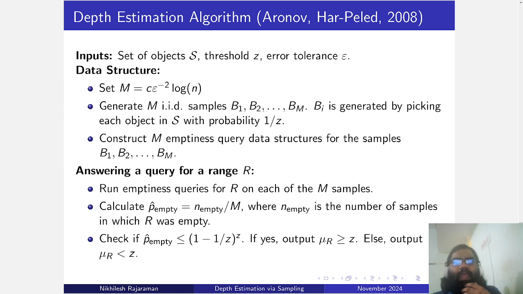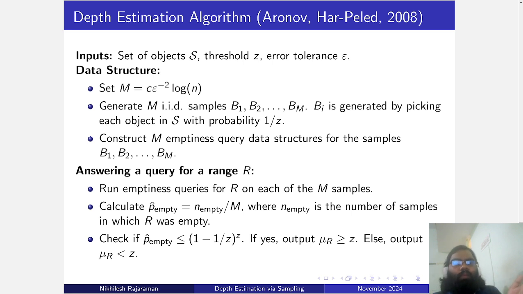We check if our estimated emptiness probability is less than 1 minus 1 by Z to the power of Z. If yes, then we output that our depth is greater than Z. In the other case, we output that our depth is less than or equal to Z. So that's the entirety of the algorithm.